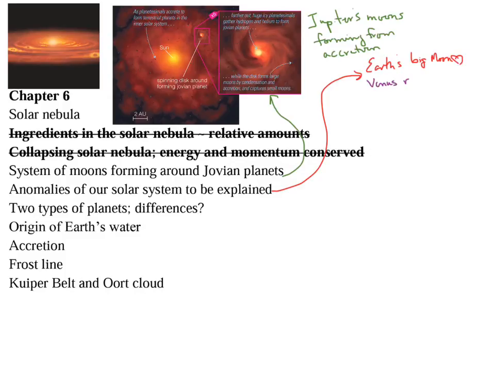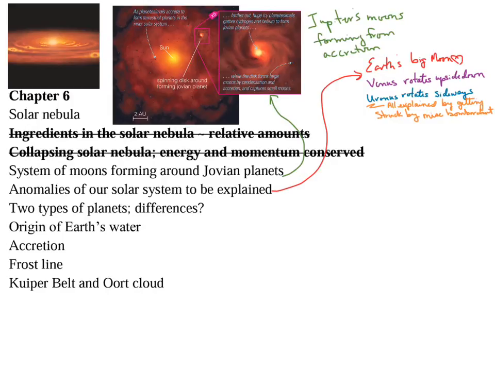Let's see, anomalies of our solar system to be explained. So actually there are three. One is Earth's very large moon. The other one is Venus rotates backwards. And kind of related to Venus is Uranus rotates on its side as it orbits the sun. And all three of these can be explained. I have that here in orange.